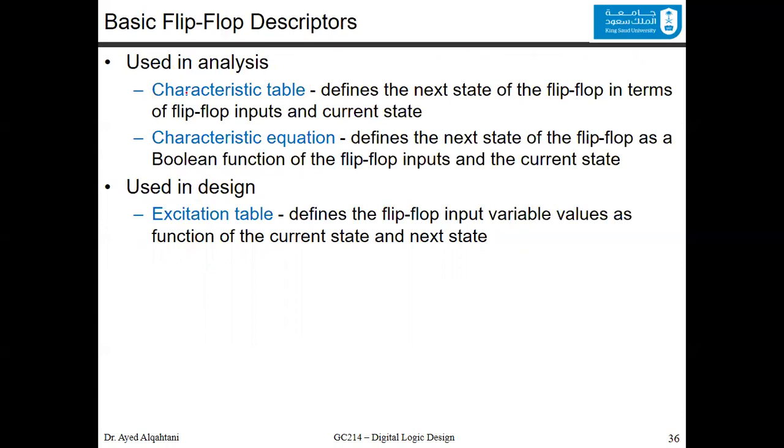Now, the characteristic table defines the next state of the flip-flops in terms of the flip-flop inputs and the current states. So you try to get the next state knowing the inputs and the current states. The characteristic equation defines the next state of the flip-flop as the Boolean function of the flip-flop inputs and the current states. So the characteristic equation is actually matching the characteristic table, but the representation is different. This is a table, and this one is an equation.